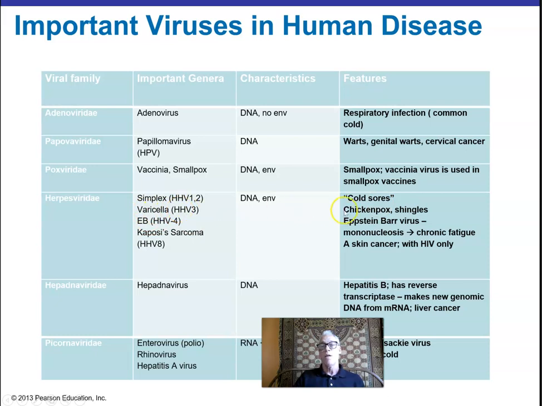Human herpes virus 3 causes the childhood disease chickenpox. And again, we do vaccinate for chickenpox. If you grew up in the United States, most likely you've been vaccinated for chickenpox. It shows latency, and later in life it may reactivate and cause shingles, a very awful disease from what I've heard.